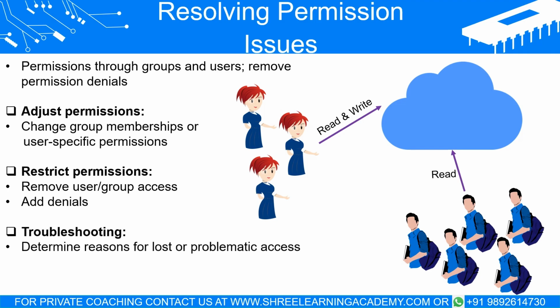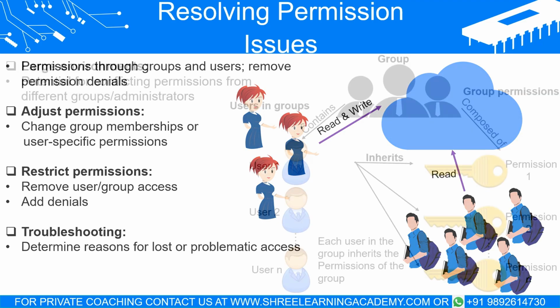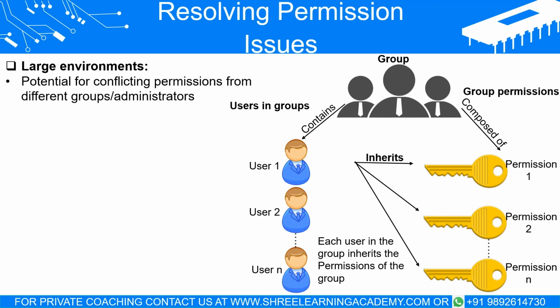Troubleshooting permissions can be a bit more complex. It often involves determining why a user has lost access to a resource or is having problems with access. There can be various causes, like changes to group memberships or user account permissions, or changes to the permissions on the resources themselves.